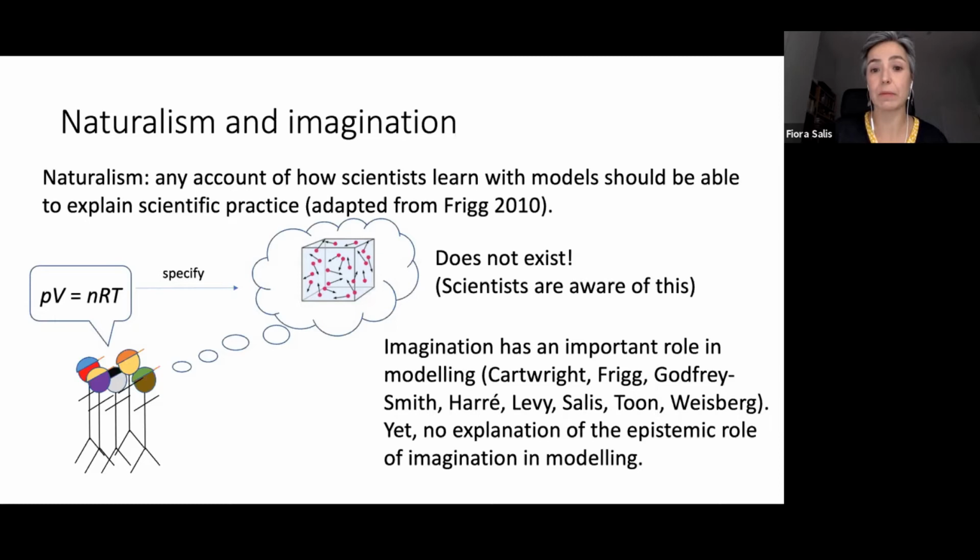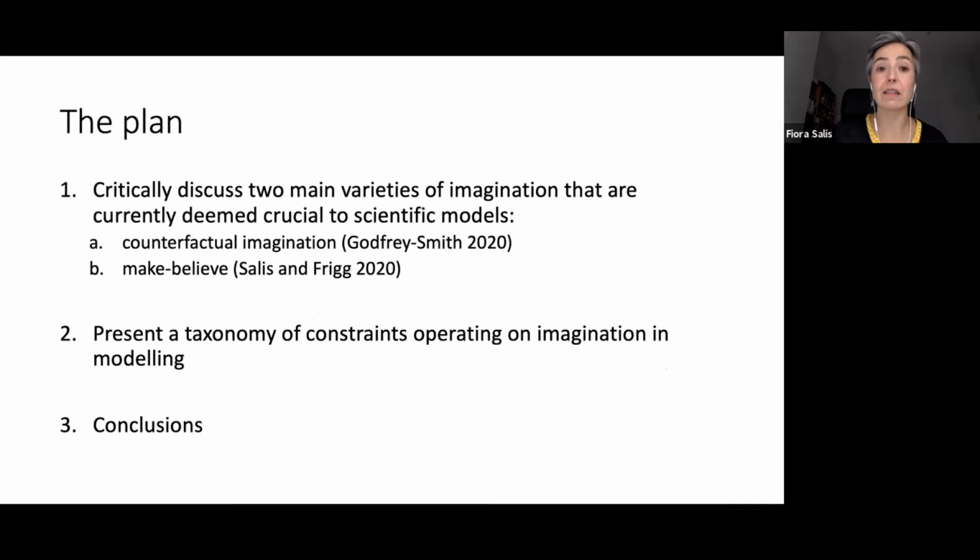Now, the plan for the rest of the talk is to critically discuss two main varieties of imagination that are currently deemed crucial to scientific models. I will consider first Godfrey-Smith's proposal that the counterfactual imagination is key to modeling. And then I will discuss the notion of make-believe that I myself have always preferred and that has been defended in the same collection from 2020 on the scientific imagination by myself and Roman Frigg. I will do this in a critical way.